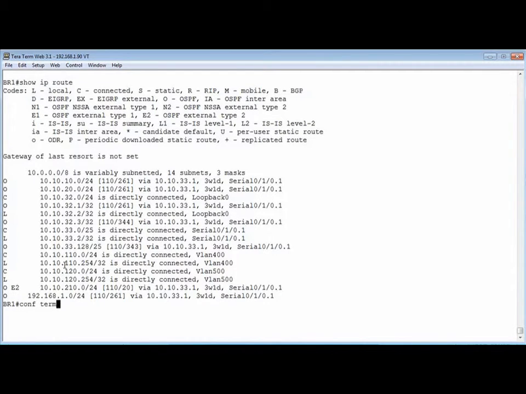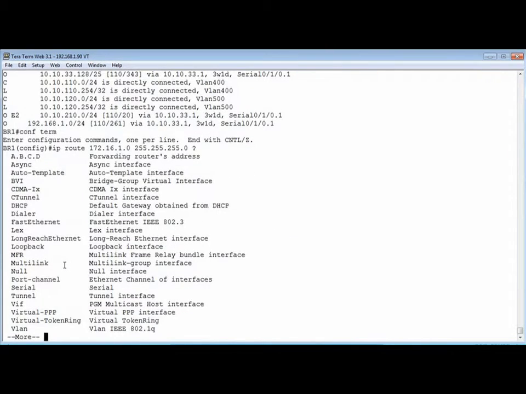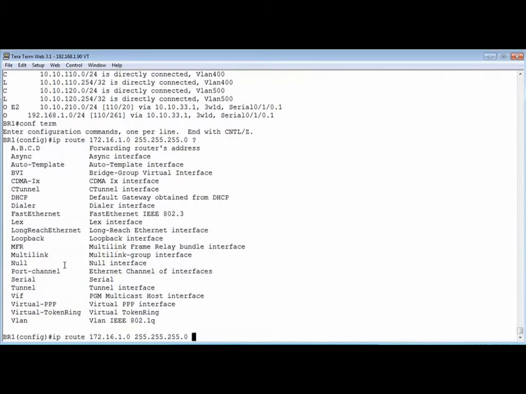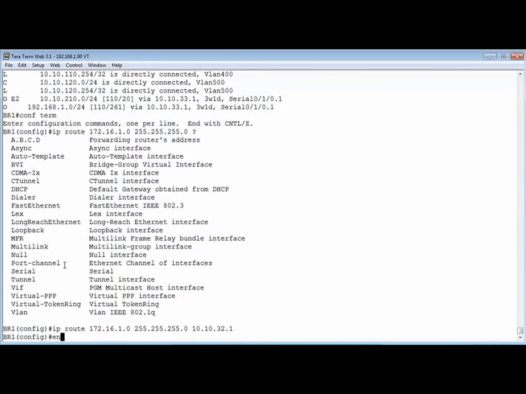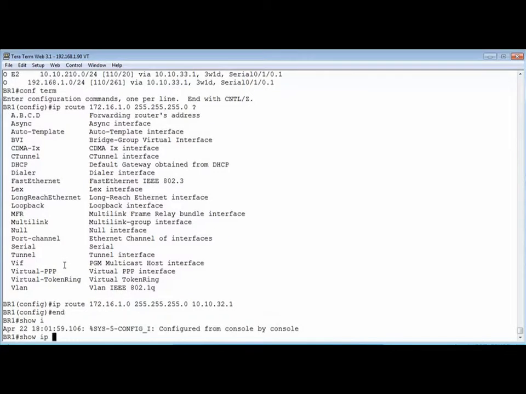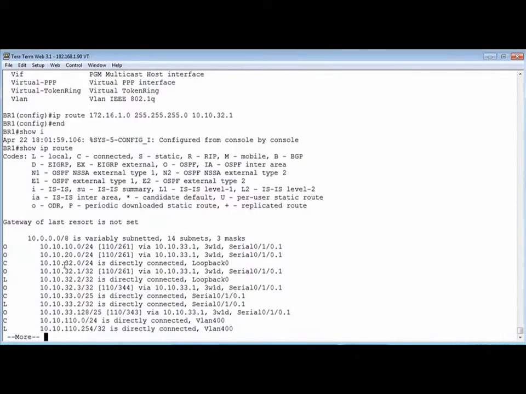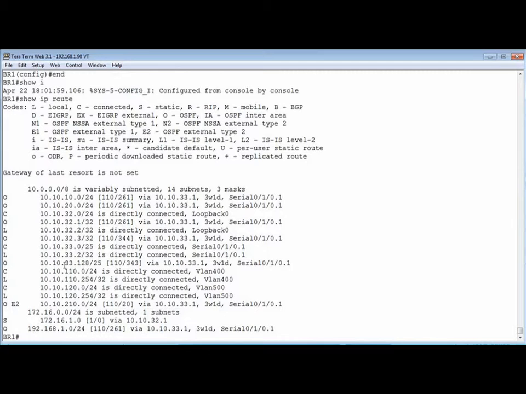We could go into global configuration mode and we could say IP route, and maybe I want to get to the 172.16.1.0 network with a 24-bit subnet mask. And I could say, to get there, I want to go over to a next hop address of, let's say, 10.10.32.1 as an example. Now, if we go back and we look at our IP routing table with another show IP route command, in addition to the O's and the C's and the L's, notice that there's now an S. That's a statically configured route.